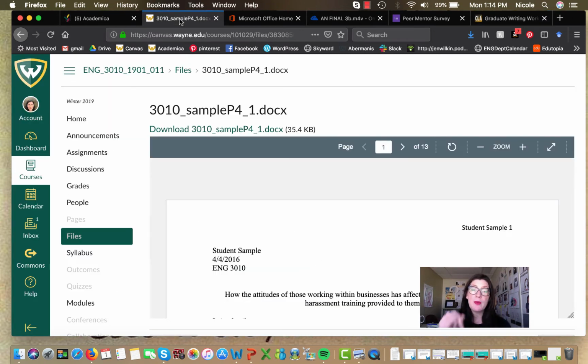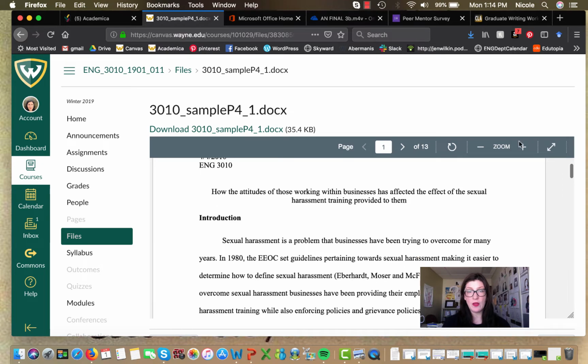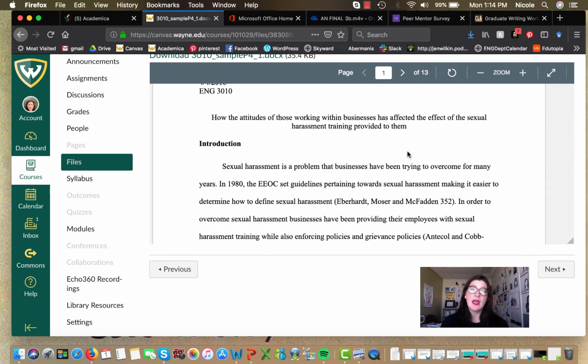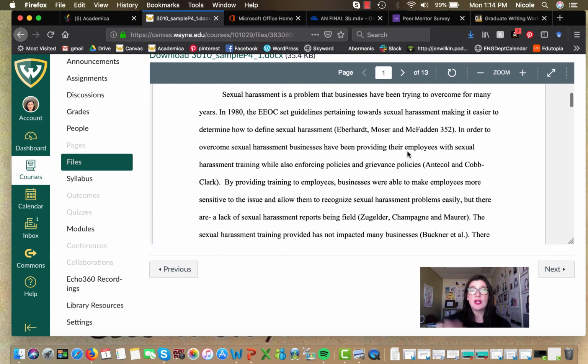So when we look back at our sample paper, one of the things you'll notice is that this introduction, first of all, is much longer than a single paragraph. This sometimes can be surprising to students, especially those of us who have been drilled to make an introduction 1 paragraph and 1 paragraph only.